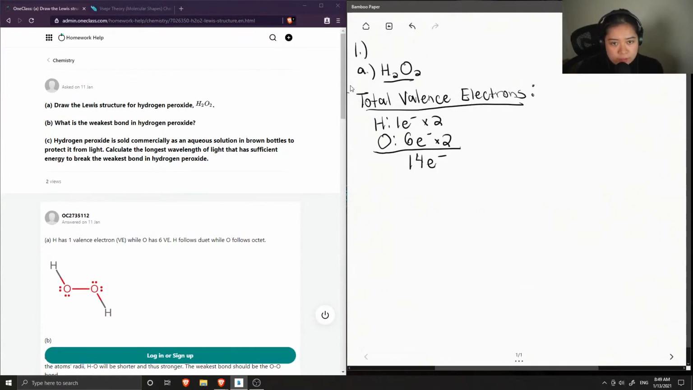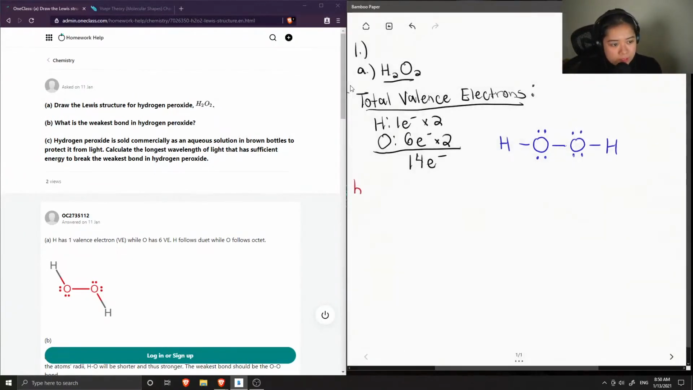So first we're just going to draw our oxygens with a single bond. And then each of those will have a single bond to hydrogen. And from here, we just fill out all of the lone pairs on the oxygens. And if we count out how many I've drawn so far, we have 2 electrons in each bond. So that is 6 plus 8, so that is 14. So this is our final Lewis structure for hydrogen peroxide.